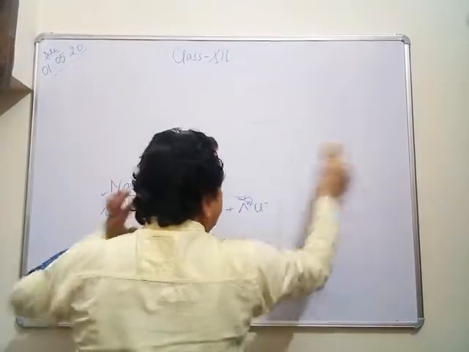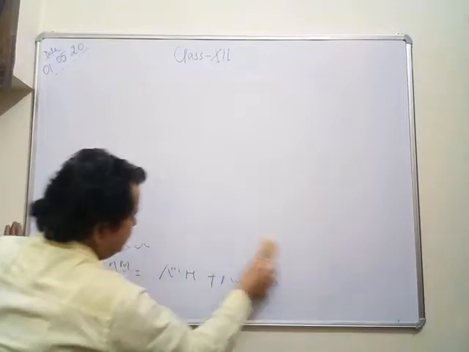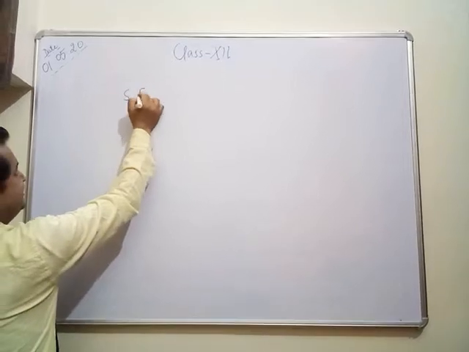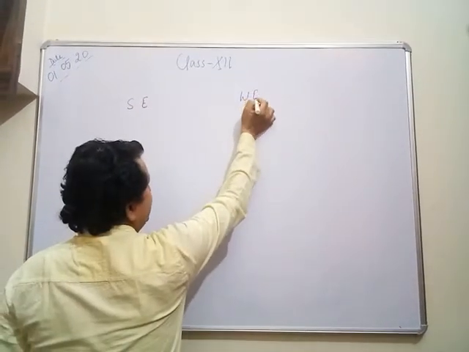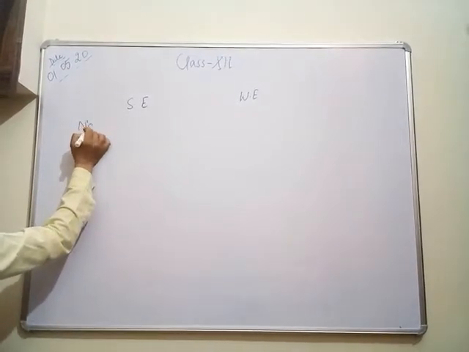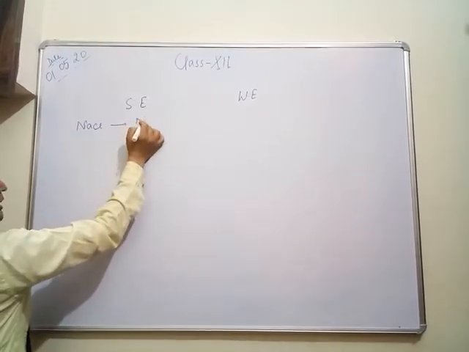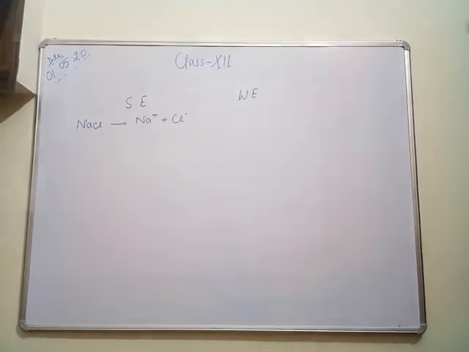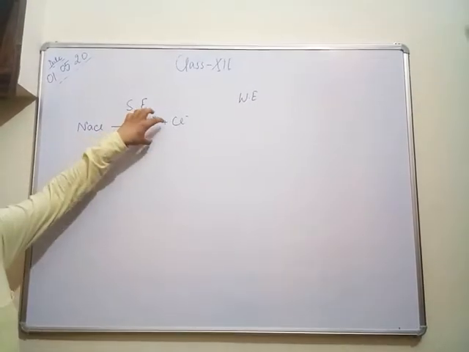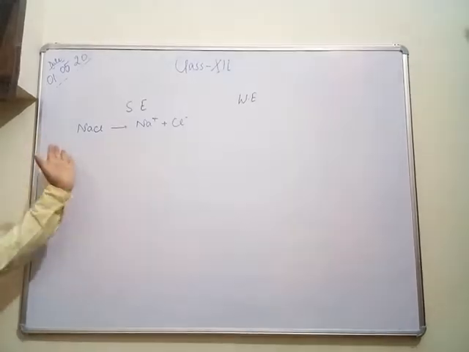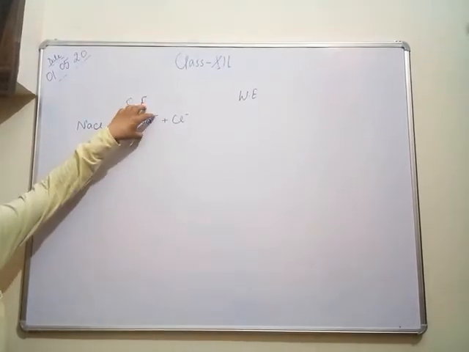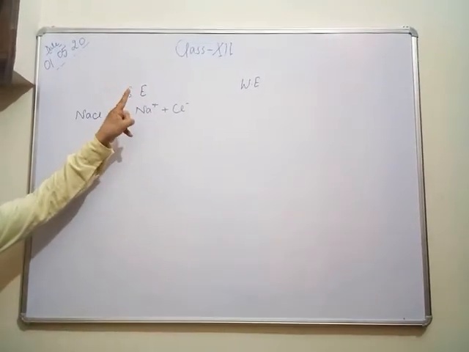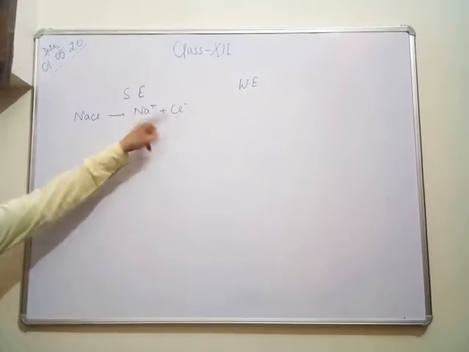Very simple. I told you in the last lecture that we have two kinds of electrolytes. One is strong electrolytes, another is weak electrolytes. A strong electrolyte is, for example, NaCl. NaCl completely dissociates into Na positive and Cl negative. So we can simply find out its molar conductivity. I will take the total number of Na positive ions and multiply by the limiting conductivity of Na, similarly for Cl.